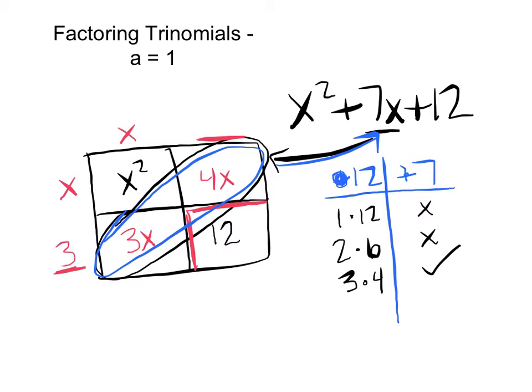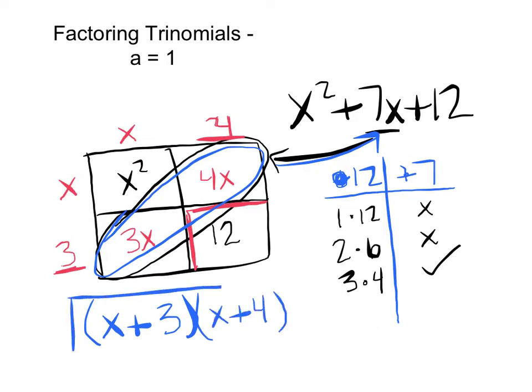So the dimensions of our rectangle, or what we would fill in on the outside of our area model, are x and 3 and x and 4. To write your final answer in factored form, you just write those two sides in factors, in parentheses: x plus 3 times x plus 4. We factored the trinomial x squared plus 7x plus 12.